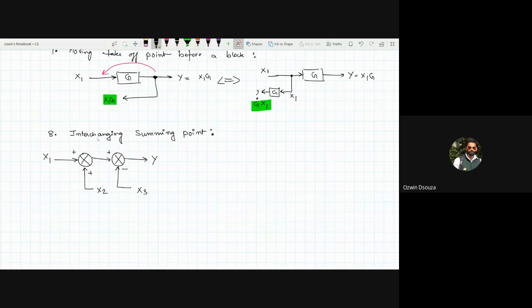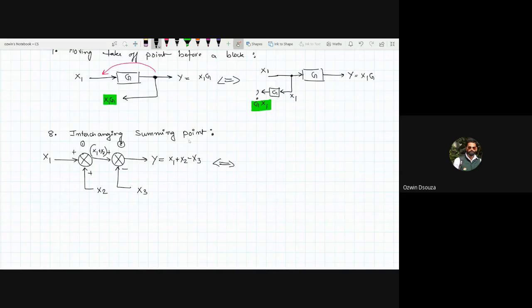Now before doing that, let us first evaluate the output in as it is condition. So for summer 1, the output signal is x1 plus x2. And for summer 2, the positive signal is x1 plus x2 and the negative signal is x3. So the output is x1 plus x2 minus x3.